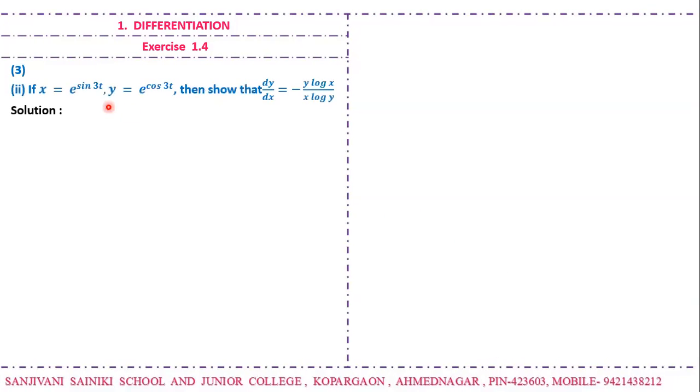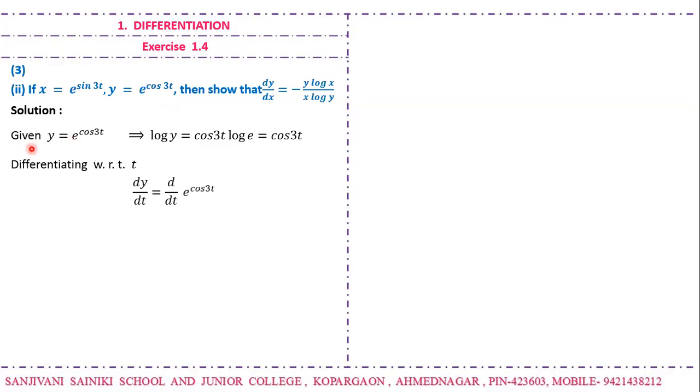The next example is x is equal to e raised to sine 3t and y is equal to e raised to cos 3t, and we have to show that dy by dx is minus y log x upon x log y. So whatever is given, take y is equal to e raised to cos 3t. Taking logs on both the sides, we get log of y is equal to log of e raised to cos 3t. So again using the index property, this cos 3t will come in front. So cos 3t log of e, which is equal to cos 3t.